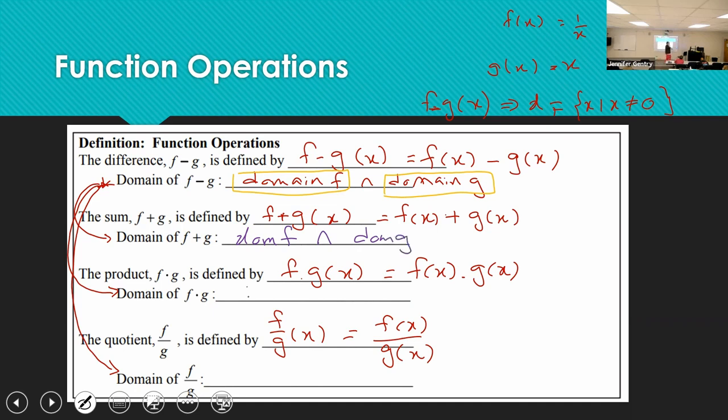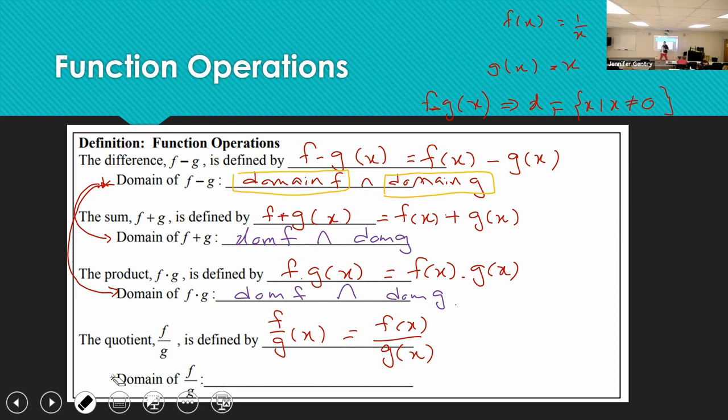One thing happens when we divide them, though. Look at what we're doing. We've got a fraction. So we're going to take the domain of F, intersect it with the domain of G, but we have one more thing we have to check. We have a fraction. What don't we like on fractions? Zero. So for this one, it's the same, plus G of X cannot be equal to 0.